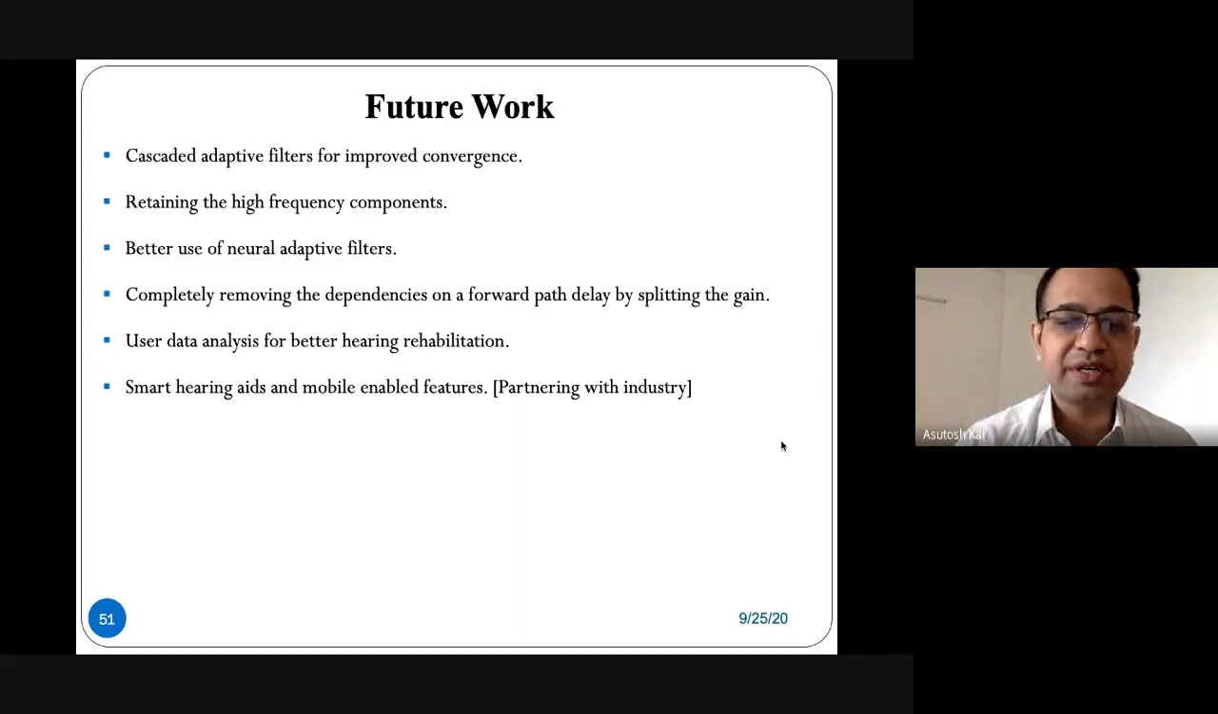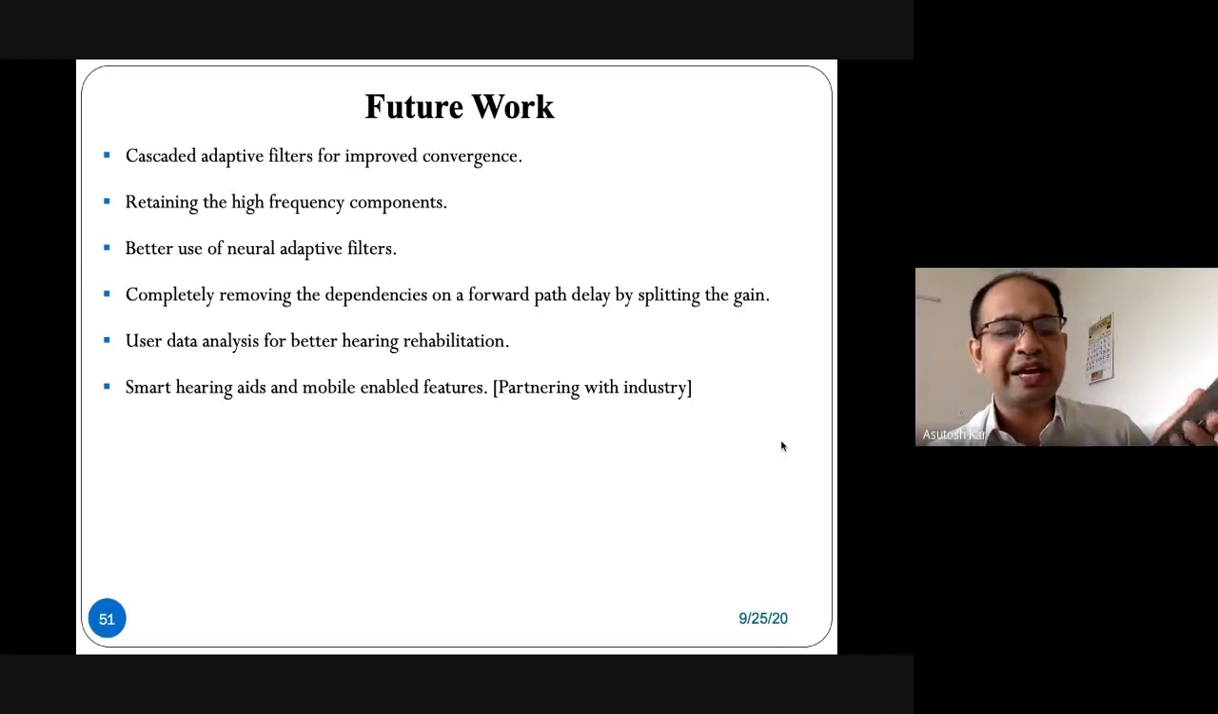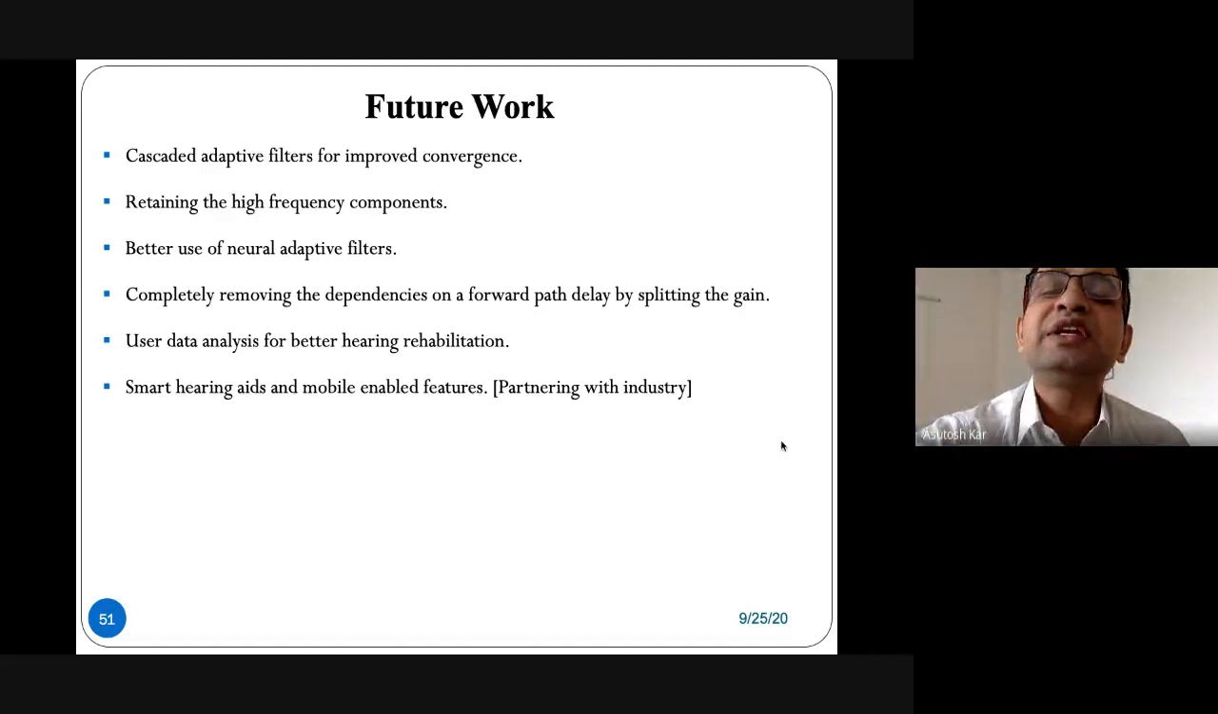Then last is smart hearing aids, for which we are already partnering with L&T Technology Services, and have approached them for a project in which we want to make the hearing aid enabled by the mobile phone. Like in my mobile phone, I can change the various features and parameters of my hearing aid without going to the acoustician. I can increase the gain, I can decrease the gain, I can put my hearing aid in sleep mode. So for this, partnering with industry is necessary, because this has commercial value.